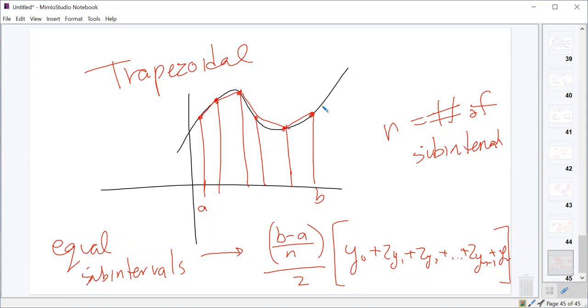If you don't have equal subintervals, though, you have to individually find the area of each trapezoid. So like if this is from 1 to 2, but this is 2 to 4, we don't have equal subintervals. I have to find the area of the trapezoid that stretches from 1 to 2, then find the area of the trapezoid that stretches from 2 to 4, and so on, and then just sum them all together by hand. Good or no?